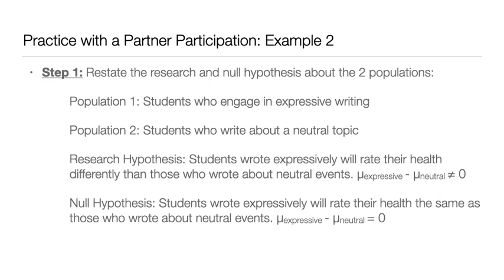Remember here, because we're comparing those two groups, we're comparing it against this idea of no difference. And so for our research hypothesis, we'll say that there is a difference because that's what we've written out. So it's not equal to 0. And our null hypothesis will say that there is no difference. So our null hypothesis: students who wrote expressively will rate their health the same as those who wrote about neutral events. If we subtract those two population means, we'll get 0. So again, both that mathematical expression and that written expression are going to be important. You guys did wonderful on this before, so let's just keep up the good work.